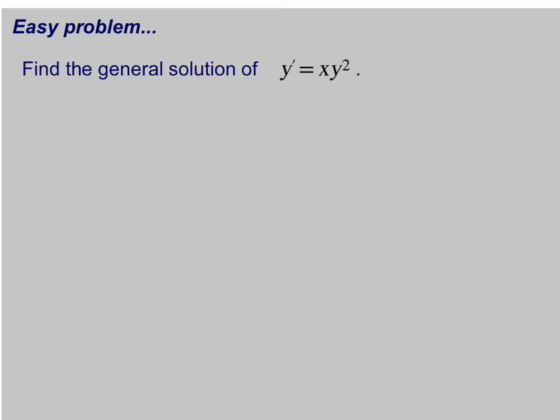So let's go ahead and take a look at this one. It says, find the general solution of the differential equation y prime equals x times y squared. Let's go ahead and start this process. The first thing I want to do is look at this, and I notice that there's no domain restrictions there. The reason why is there's nothing there that causes an undefined operation. Okay, so that's where we start the work.